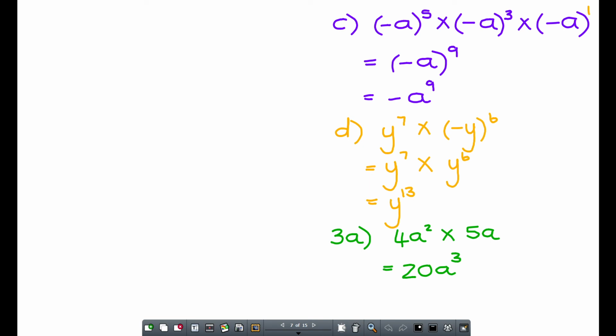Any questions? Okay, at number 3, we start getting coefficients. So 4 times 5 gave me that 20. Then a squared and a have got the same base, but that a, someone said it now, has got it to the power of 1. So if I add the exponents, it gives me a to the power of 3. You guys good? Okay. Can I skip?